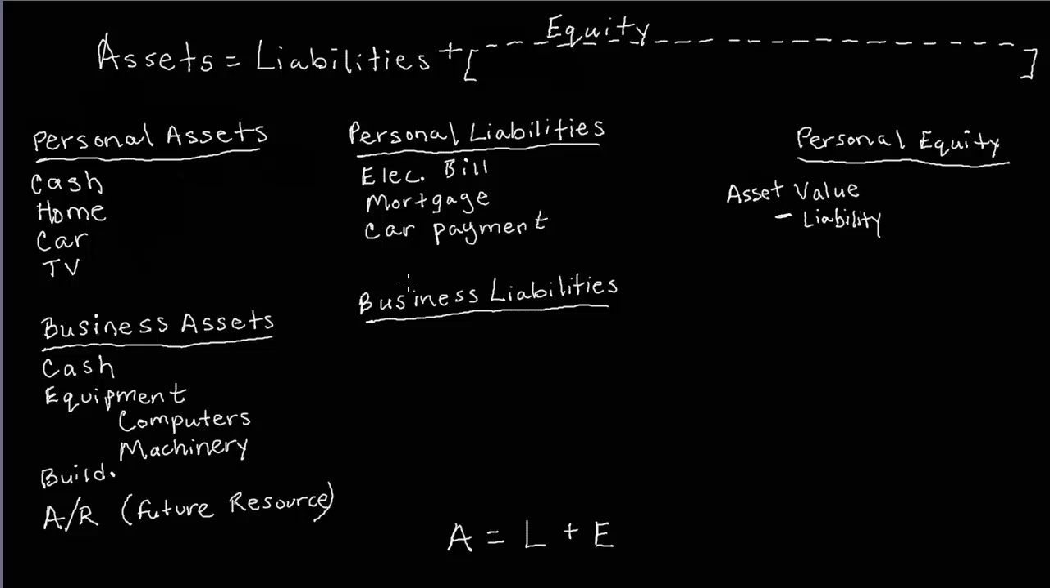In the same way, businesses have liabilities as well. A business liability would be, just like a home, an electricity bill. So they also have utilities. Generally, we call these utilities.